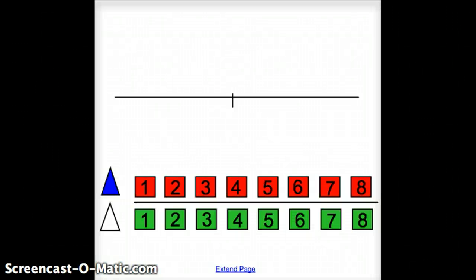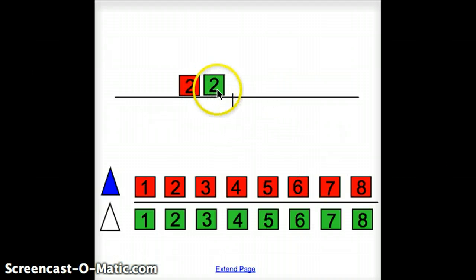Okay, this is lesson 17. We're going to be learning about adding and subtracting positive and negative whole numbers, integers. In previous lessons we've talked about a red 2 being a positive 2, and a green 2 as a negative 2. A positive 2 and a negative 2 would equal 0.